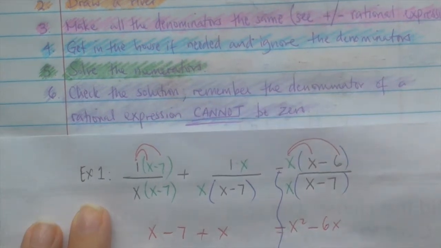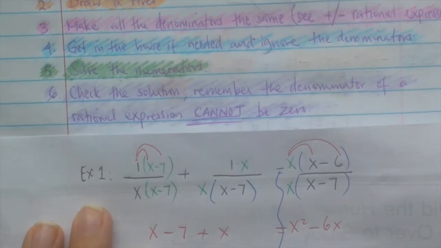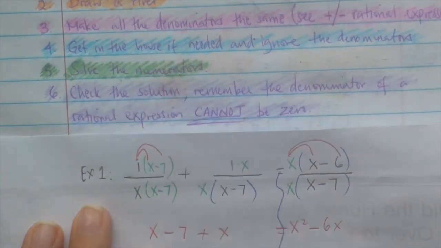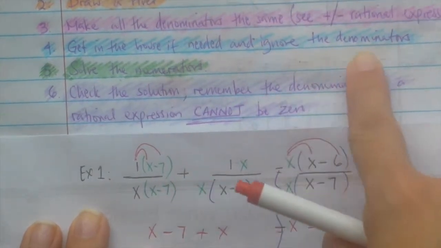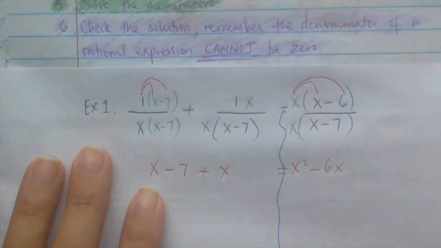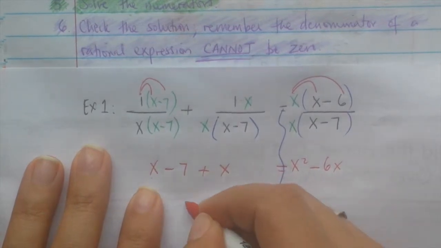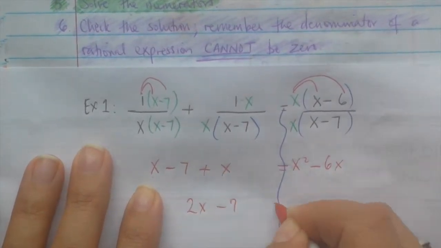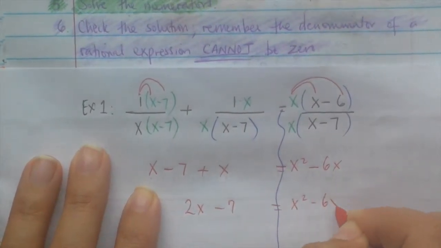Alright, step 5. It says ignore the denominators. So you're not going to write those denominators down, you're going to ignore them. Just solve the numerators. That's all you're doing is solving the numerators. Alright, so let's combine like terms. That's going to be 2x minus 7 equals x squared minus 6x.